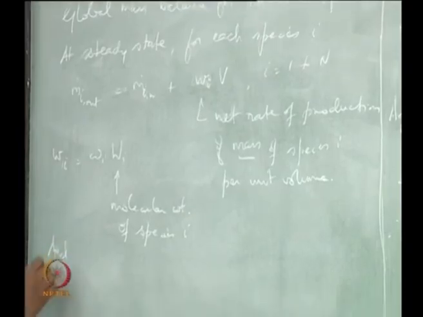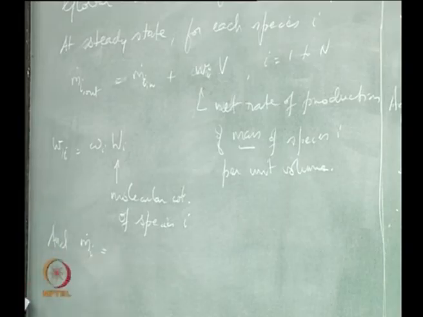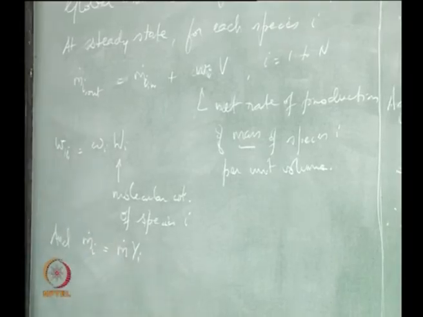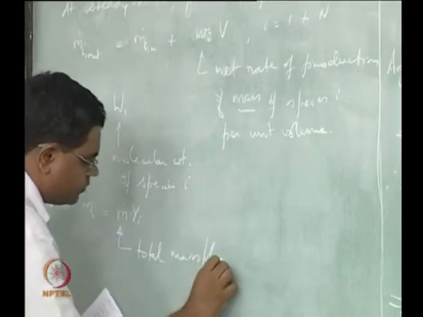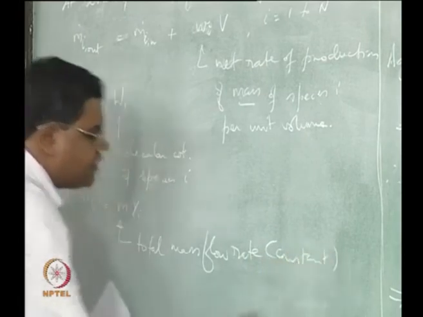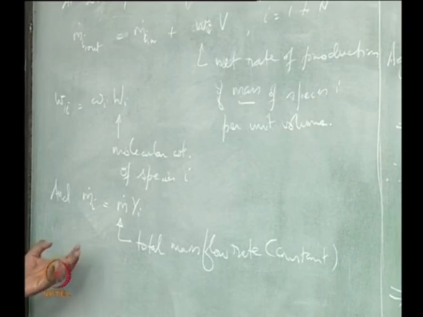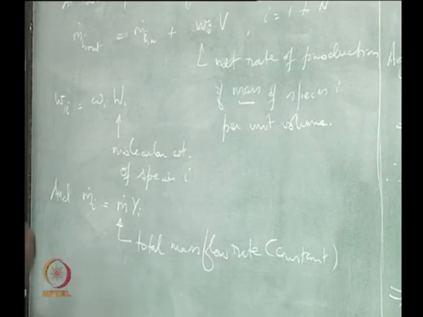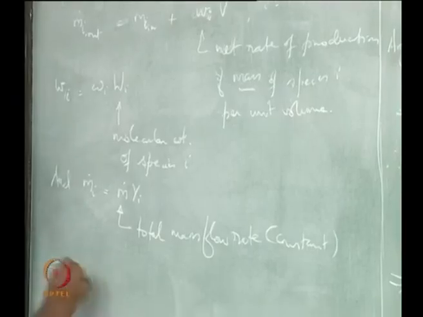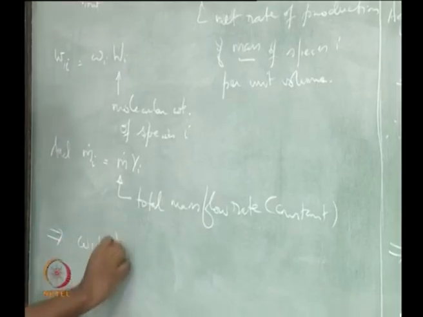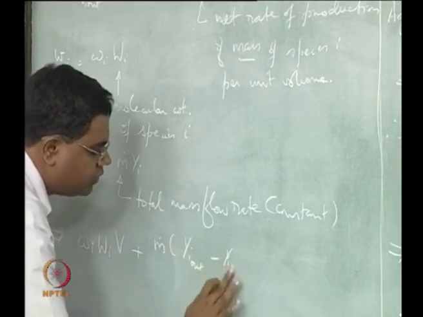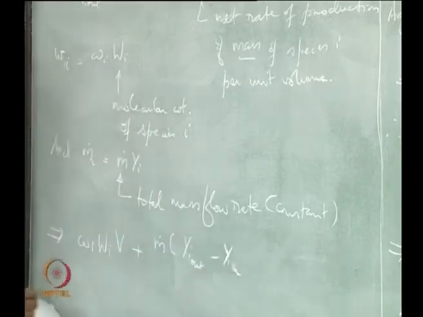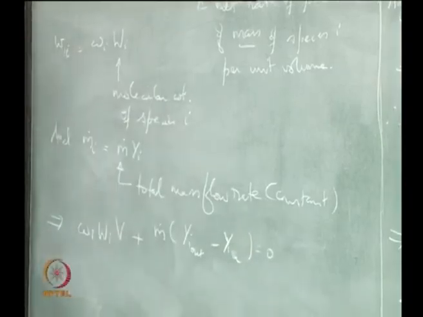And m dot i is equal to m dot times y i, and this m dot is the total mass flow rate, which is a constant because we have steady state. That's a parameter in the problem that tells you what's the throughput we want to handle in this system. So if you now want to put all these things here, we get omega i capital W i V plus m dot times (y i out minus y i in) equal to 0, for i equals 1 to n.